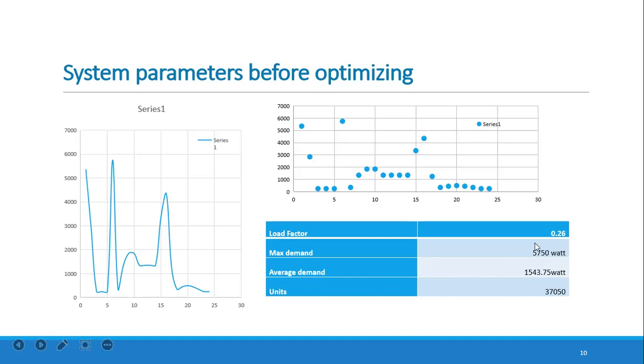We have to optimize the load factor by considering these higher and lower values. The variation between the higher and lower values is too much, which is not good for our system. The load factor is the measure of utilization, that is, how we are utilizing our system. So 0.26 means that we are not utilizing our system in a proper and optimal way. So what we're going to do is apply our optimization technique, which is the generalized reduced gradient nonlinear solver method.